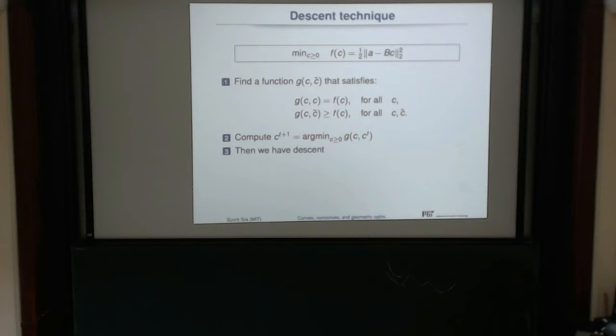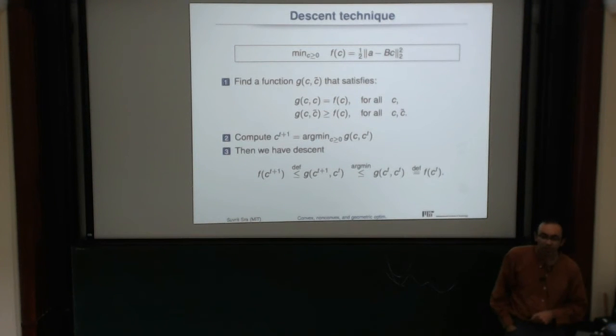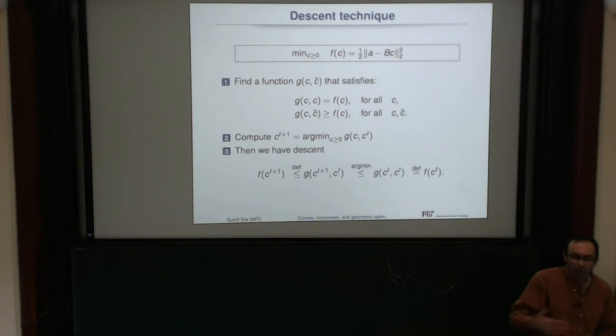Well, and then you have descent. Why? Here is the proof, very dramatic proof. f of c of t plus 1 should be smaller than f of c of t. This one is by definition. This one is because c of t plus 1 is an argmin. And this one is again by definition. So this technique gives you a way to do descent.